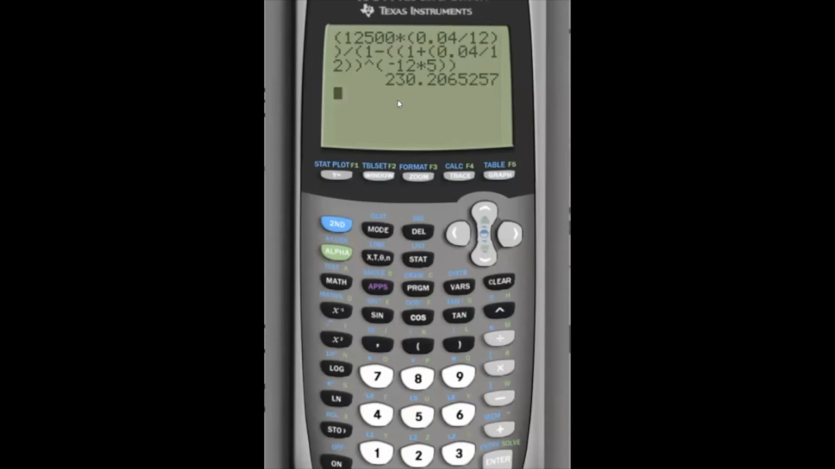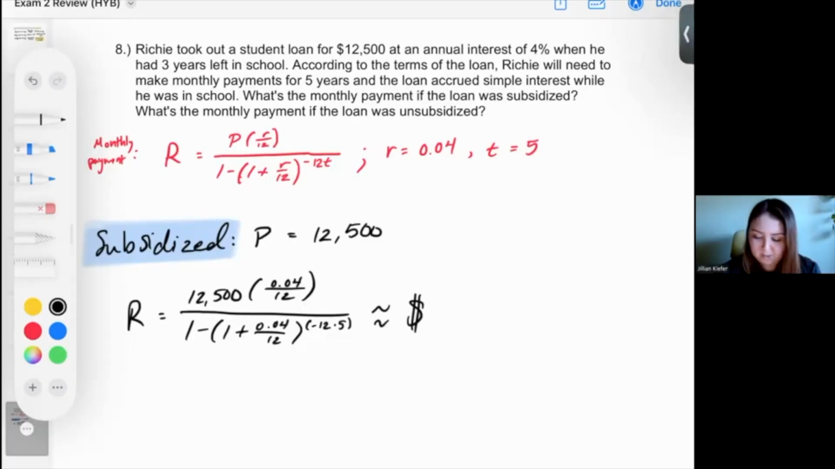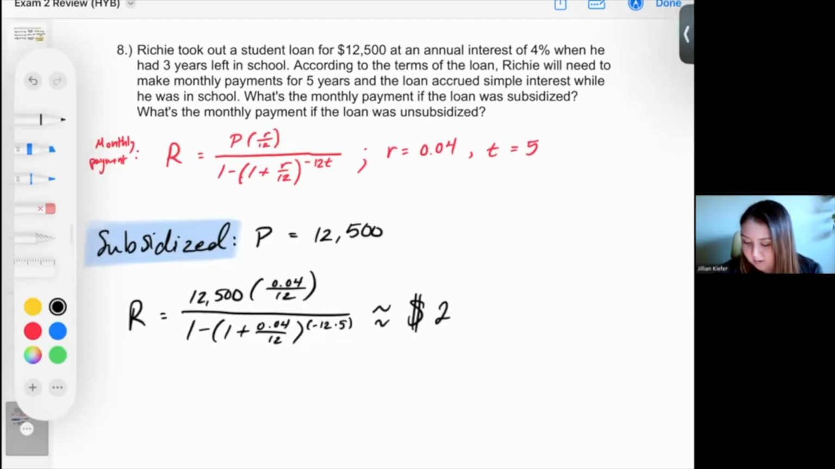So we can find our answer, which should be $230.21. It says $230.20, but the number after the 0 is a 6, making the 0 a 1, giving us $230.21. So that would be the monthly payment if Richie took a subsidized loan in this situation. So let's go ahead and write that down and then work on unsubsidized. So from our calculations for subsidized, we had $230.21.